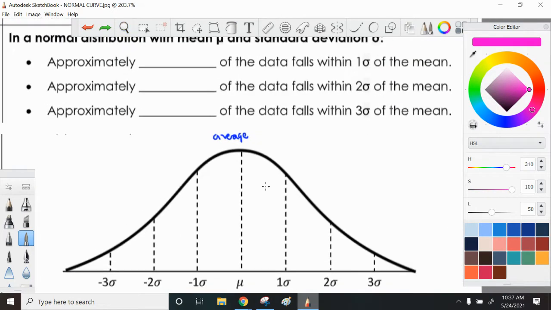Okay, and so this all seems pretty strange. We've got 34.1. You definitely need to write this in your little thing here. We've got 13.6. We've got 2.2. And we've got 0.1.